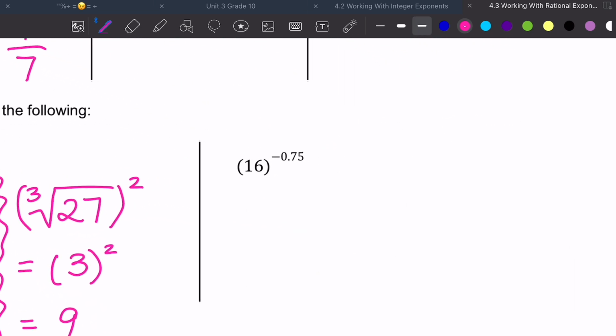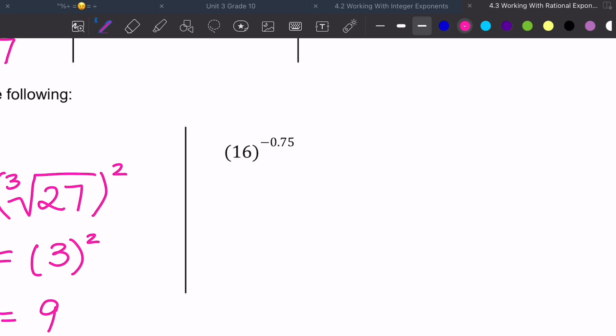Right? If you have an ugly decimal, convert that to a fraction. We cannot put decimals in radicals. That does not work. So what is negative 0.75? Exactly. So this is really, here, I'll write it properly, 16 to the power of negative 3 over 4. Right? Which one's going in my top? Which one's going in my bottom? Or do I have to do something first? Because it's negative.